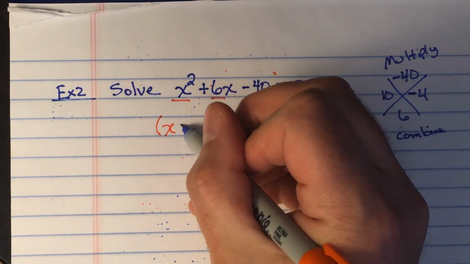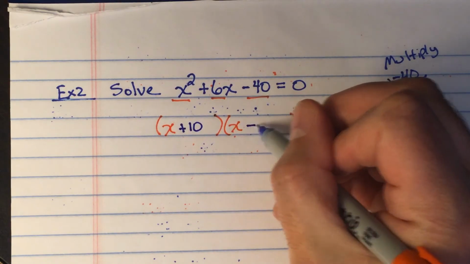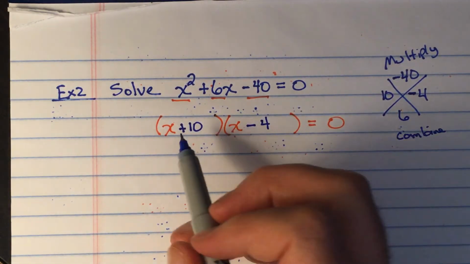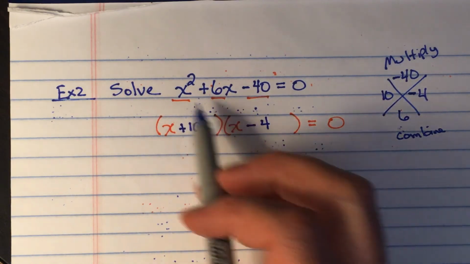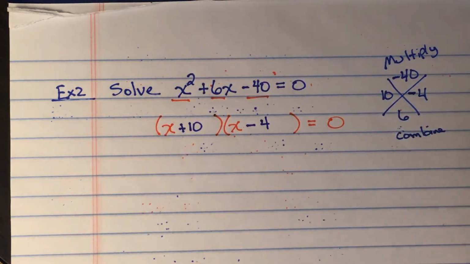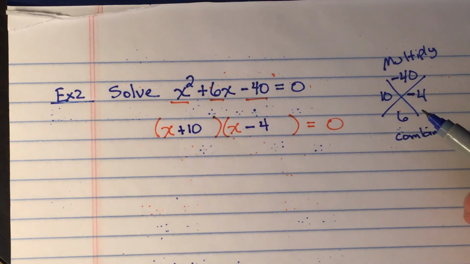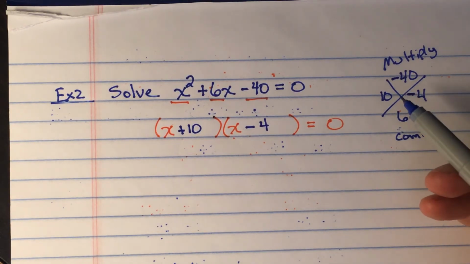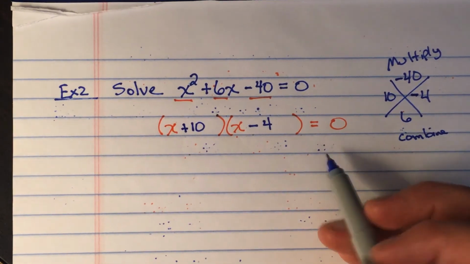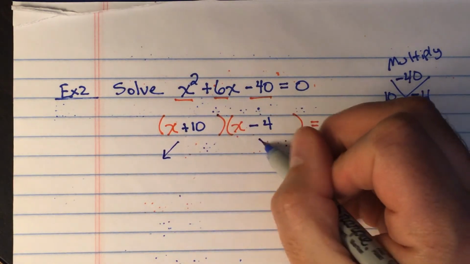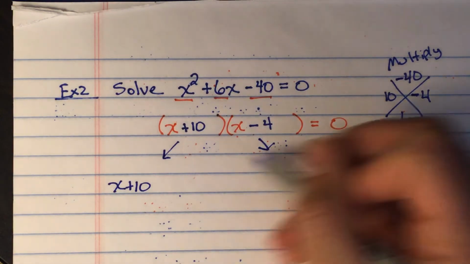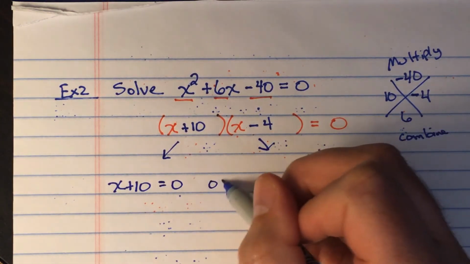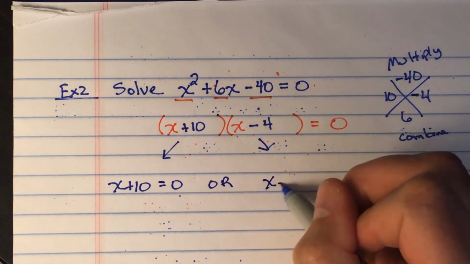So I can write this as x plus 10 and x minus 4. So x plus 10 times x minus 4, if I multiplied it out, would give me back to this. And you might want to take a second to do it just to double check. But otherwise you can move on. So once we get ours factored, now we could just split it into two equations where we can say x plus 10 is equal to 0 or x minus 4 equals 0.